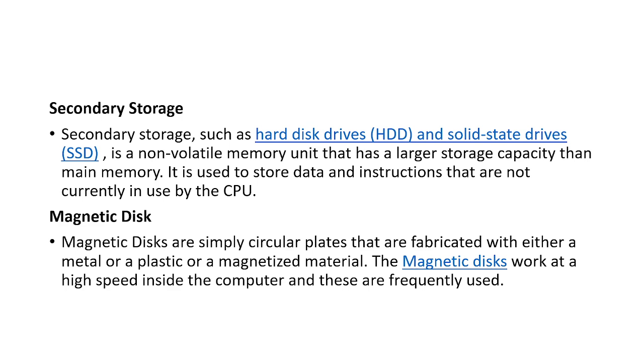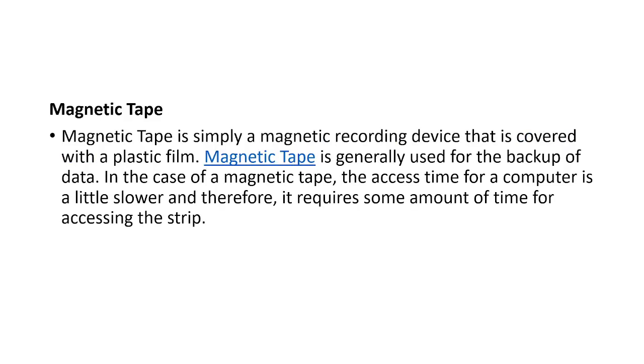The magnetic disk is simply a circular plate which is fabricated either with plastic or some other magnetized material. The magnetized material is needed to hold the data for a long time without any loss of information. Magnetic disks work at a high speed inside the computer, and they are frequently used. So the next one is the magnetic tape.